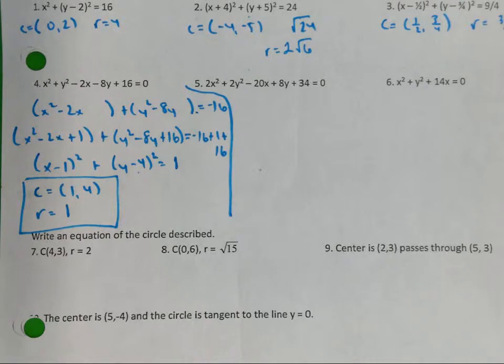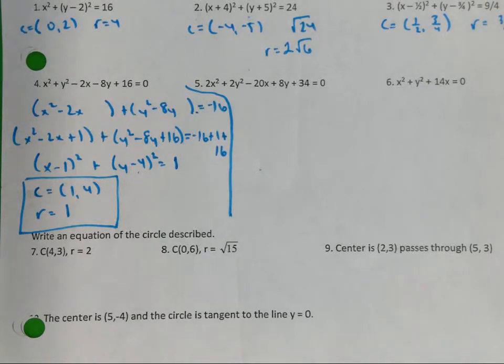Also, what I want you to notice is that the coefficients in front of x squared and y squared are 1. They have to be 1. Like over here, are they 1? No, they're not 1. So on number 5, that's a problem, isn't it? First of all, the problem is it doesn't look like the equation of a circle. That's the first thing. Second thing, that coefficient's not 1.